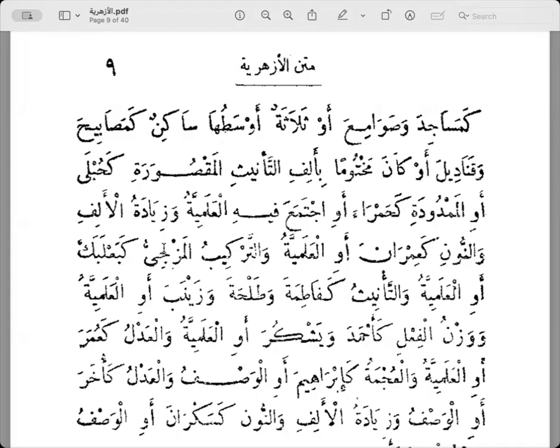So Ahmad is on the pattern of a verb. Yashkur is on the pattern of a verb. So these names on the pattern of a verb are also going to be غير منصرف. أو العلمية والعدل, and عدل means تغيير, change, كعمر. Originally it's عامر.